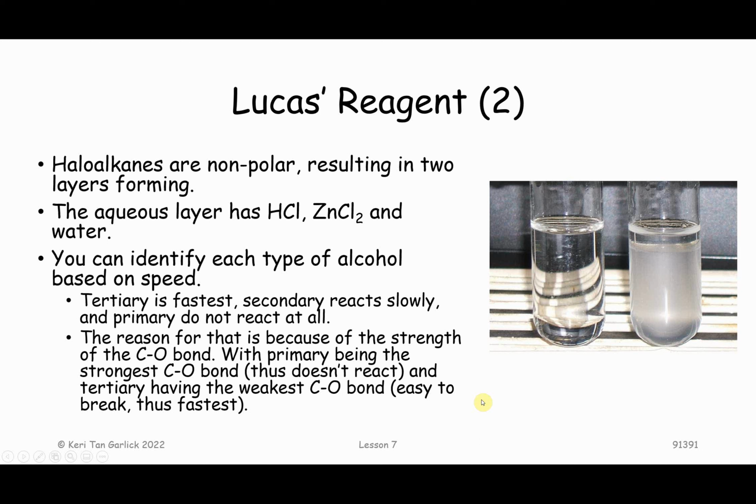Whereas the secondary will react, but it'll be much slower, and the primary will not react at all. So if I do a combination of both, like a dichromate or a permanganate with a Lucas reagent, I can then confidently say which one is which.